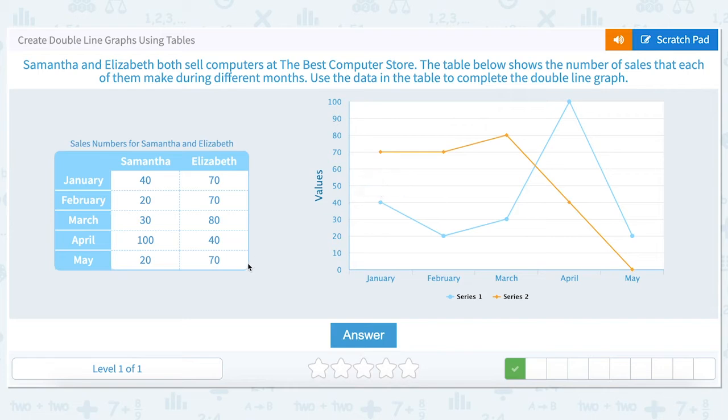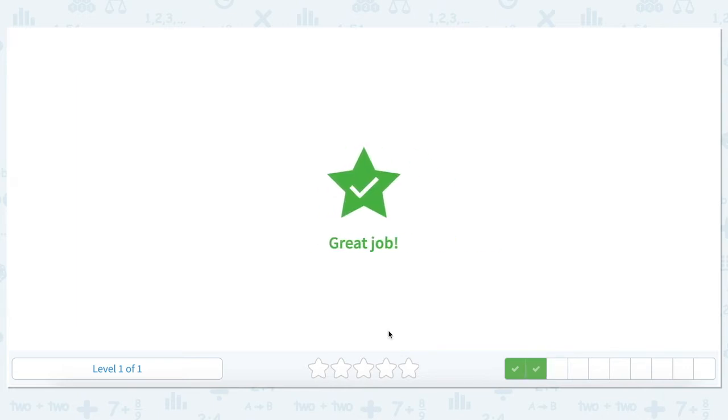And our last and final point for Elizabeth is for May, where she sold 70 computers. So let's go back up to 70 and plot another point. Now we have plotted all the data points for Elizabeth and Samantha, and we can answer this question.